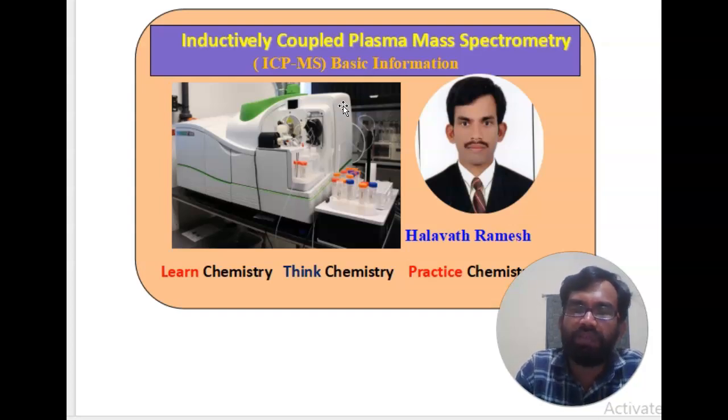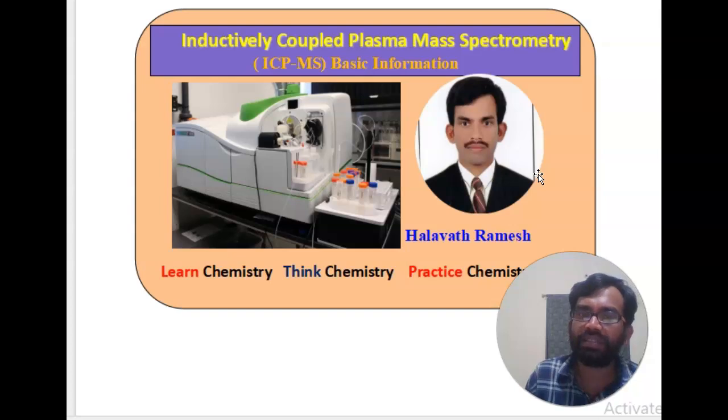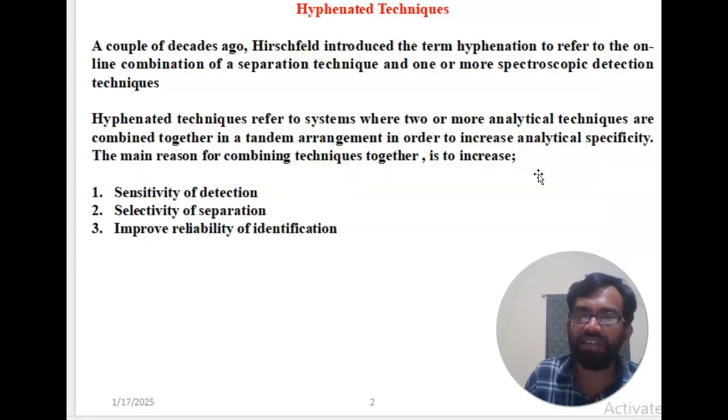Especially today we will talk about ICP mass spectroscopy, in the sense, inductively coupled plasma mass spectroscopy. The basic information we will discuss, and in the next class we will go through the details about ICP mass spectroscopy. Now we will go through the slides one by one: what is ICP mass spectroscopy, some basics and fundamentals of spectroscopy and chromatography techniques, and also we will discuss some hyphenated techniques. Now you can see the first slide.